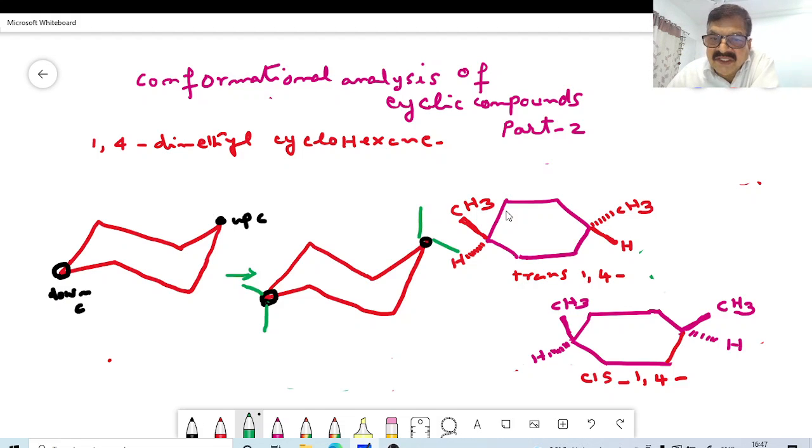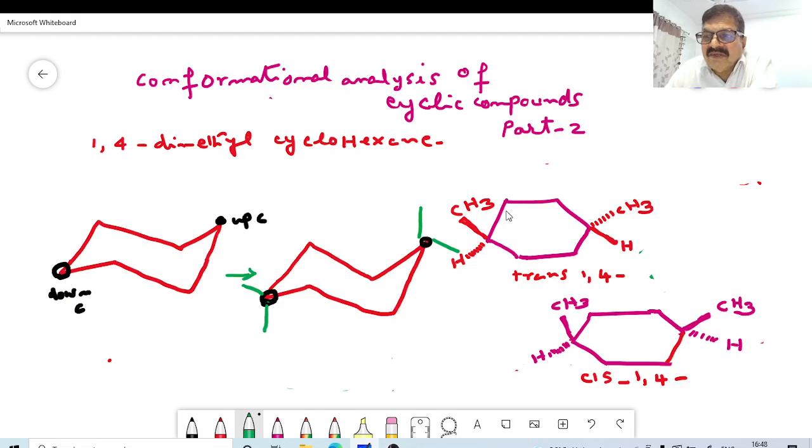Now the substituents can be axial or equatorial, as long as one is up and one is down. That is a trans isomer, trans conformation. That means one group must be above the ring, on an up bond, and one group below the ring, on a down bond. The substituents can be either axial or equatorial, as long as one is up and one is down.